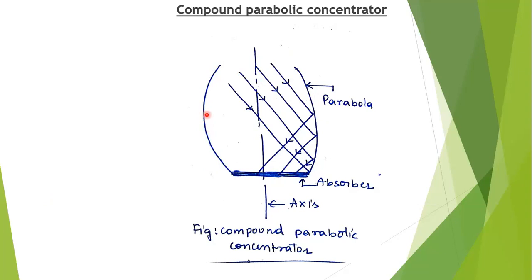And it normally has two parabolic mirrors facing each other. This is the first mirror and this is the second mirror. As they are in the shape of a parabola, it is called a compound parabolic concentrator. And the bottom one, this dark portion, is called the absorber.